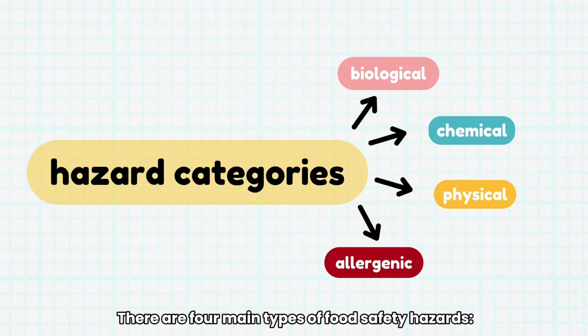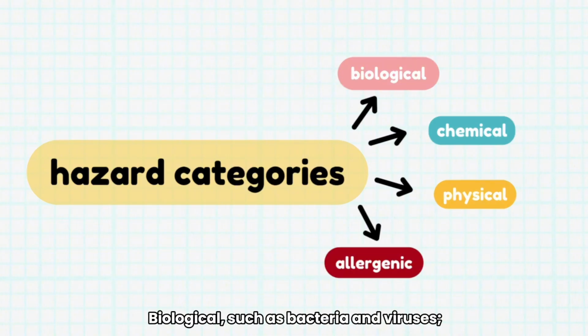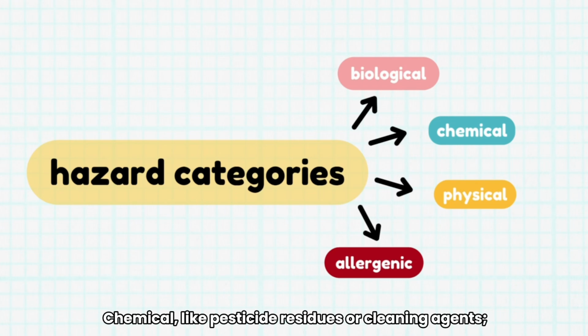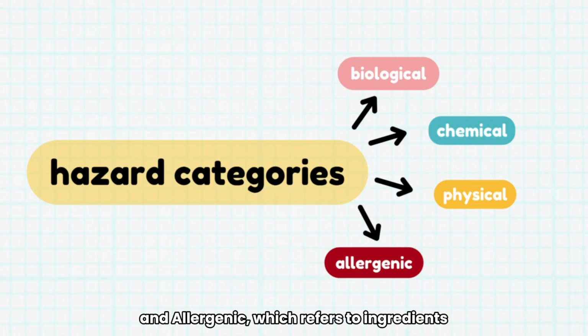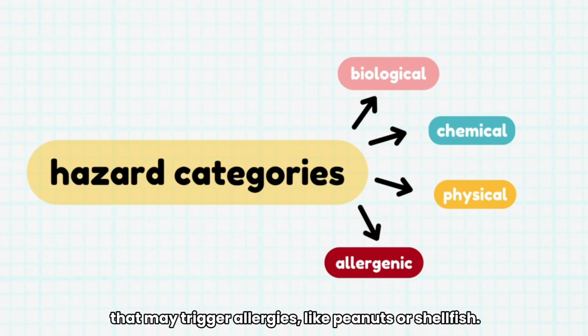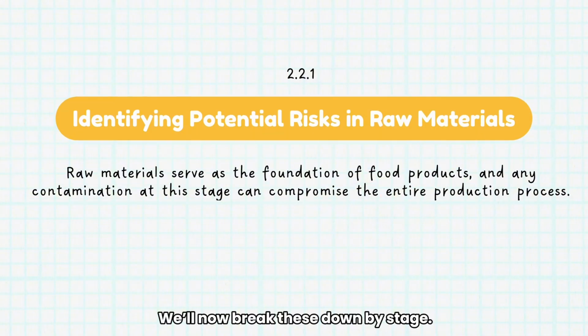There are 4 main types of food safety hazards: biological, such as bacteria and viruses; chemical, like pesticide residues or cleaning agents; physical, such as glass or plastic fragments; and allergenic, which refers to ingredients that may trigger allergies, like peanuts or shellfish. We'll now break these down by stage.